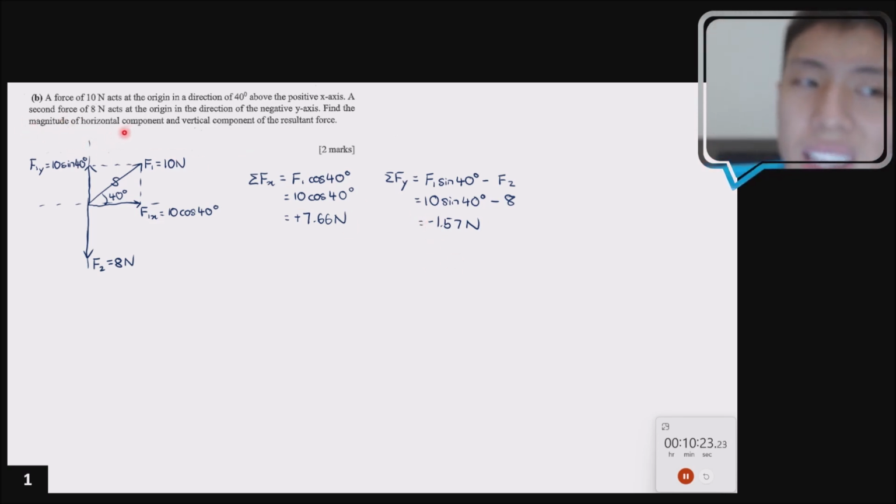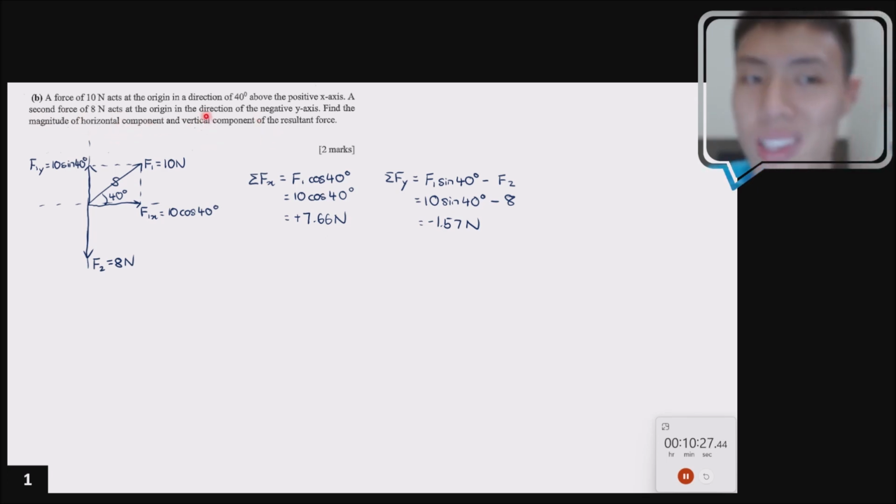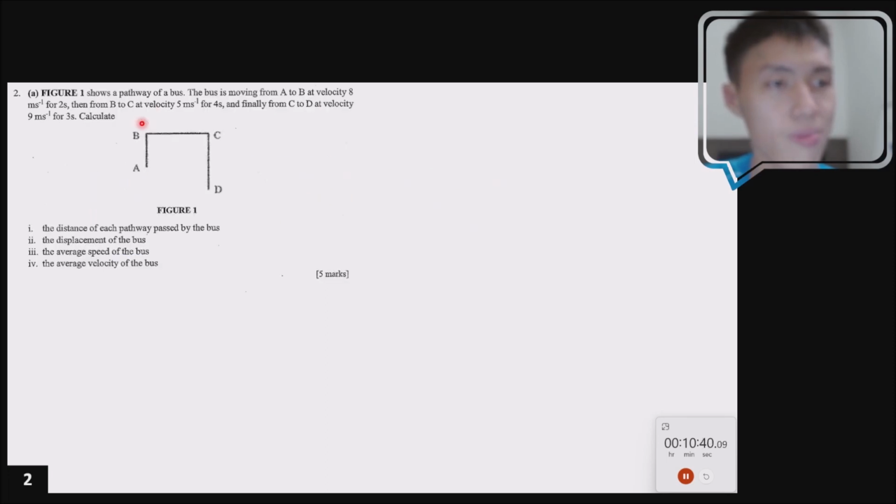I don't think they are that particular. I think they are just finding the horizontal and vertical component. I think that's what they're asking for. So I'll just leave it like this for now. I don't need to combine it because they're not asking for the resultant force. They're asking for the horizontal and vertical component only. So let's move on.